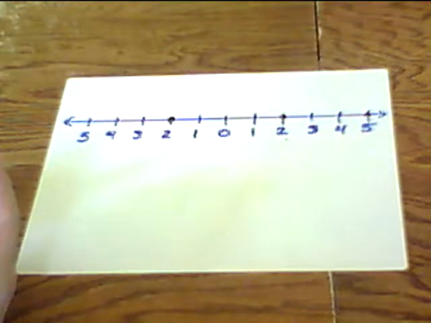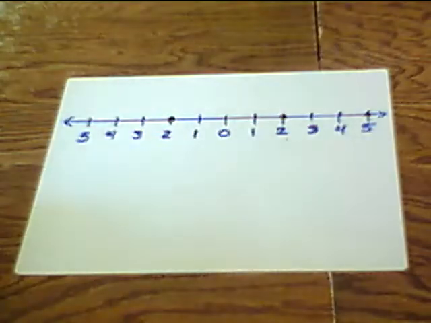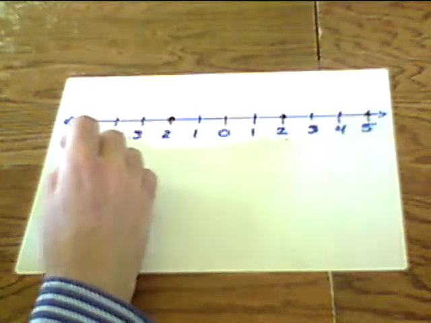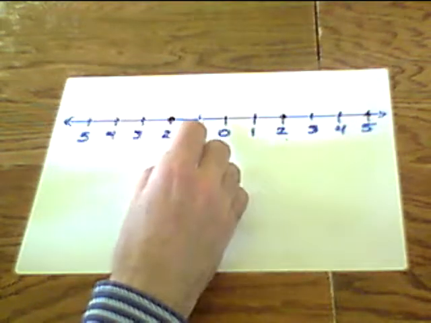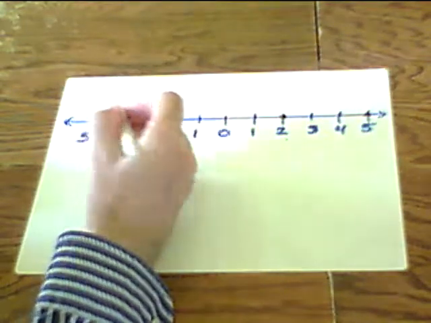Remember, they don't know negative integers. That's what we're introducing here. And now I'm able to place a point anywhere over here and be able to identify it. Okay, so this point here is at 4.